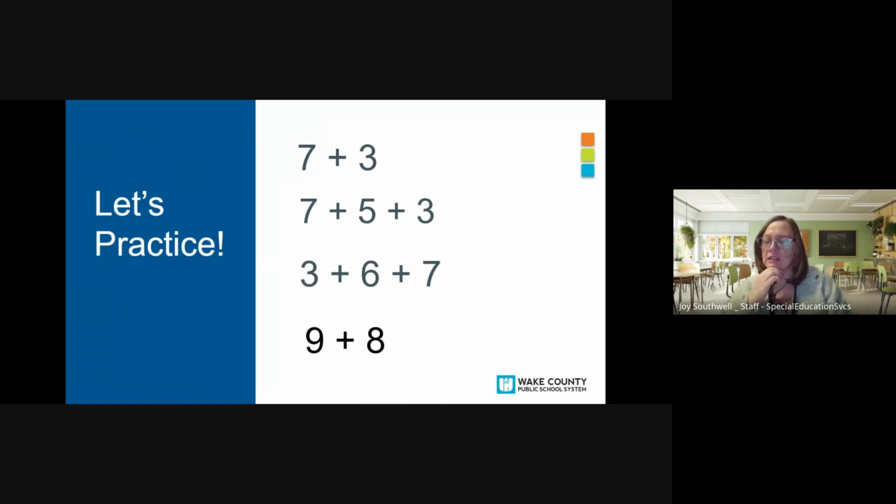So can anyone think of a strategy to solve 9 plus 8? You don't have to base it on what you saw above. Some kids will, some kids won't.